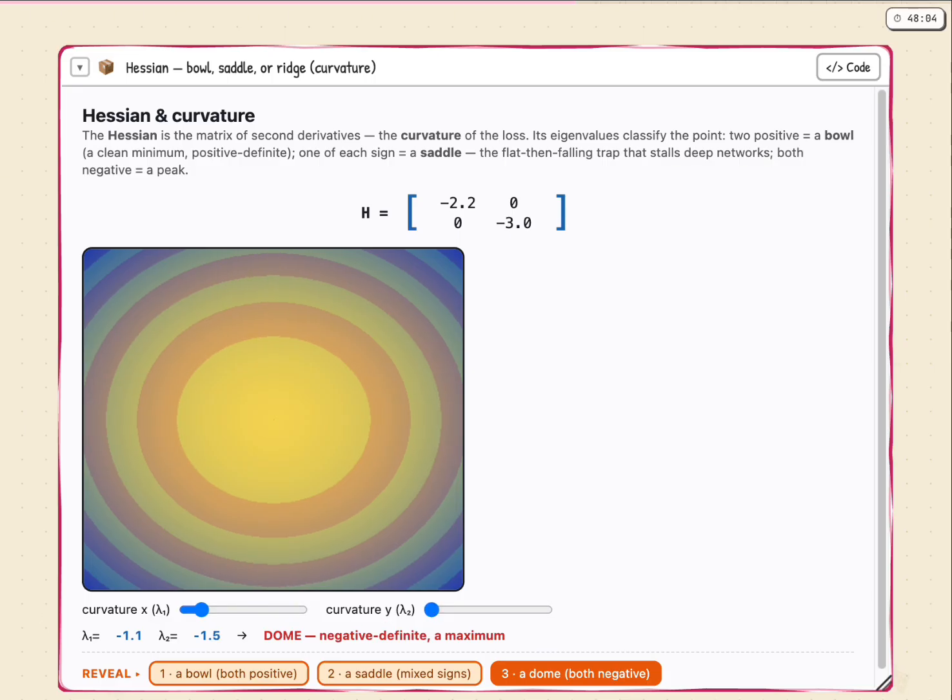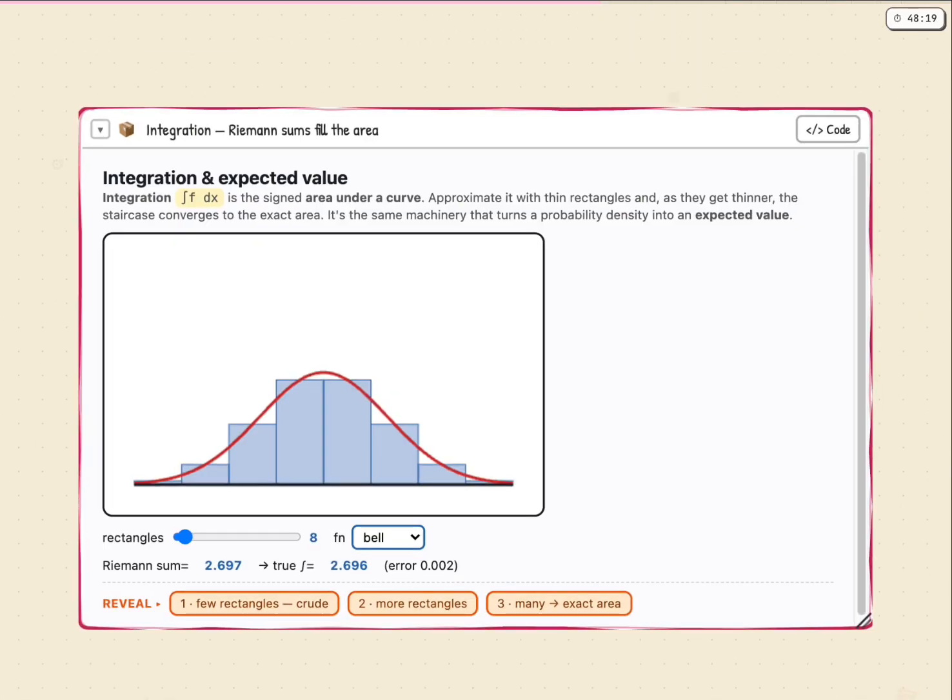The derivative measures slope. Integration is its opposite. It measures accumulated area, the total under a curve. Here's the simplest way to see it. To find the area under this curve, I slice the region into thin rectangles, measure each one, and add them up. That's called a Riemann sum.